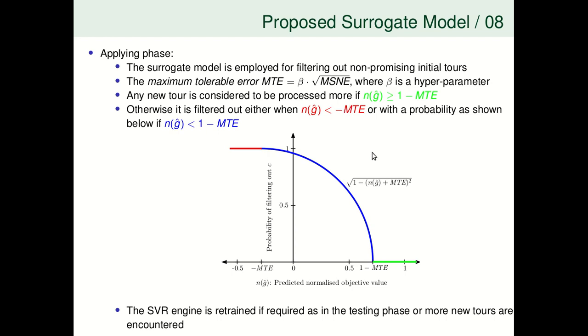Any new tour is considered to be processed further if n̂g is larger than or equal to 1 minus MTE. Otherwise, it is filtered out either when n̂g is smaller than minus MTE, or with a probability as shown in this figure if n̂g is smaller than 1 minus MTE. The SVR engine in this phase is retrained if required, as in the testing phase, or when more new tours are encountered. For more details, please see the paper.